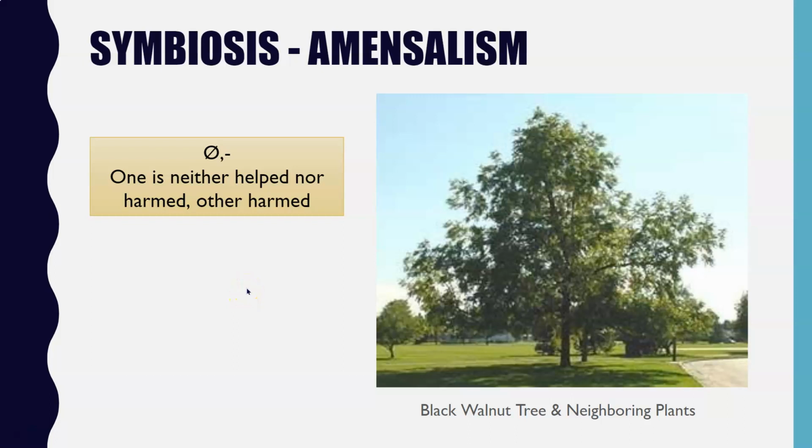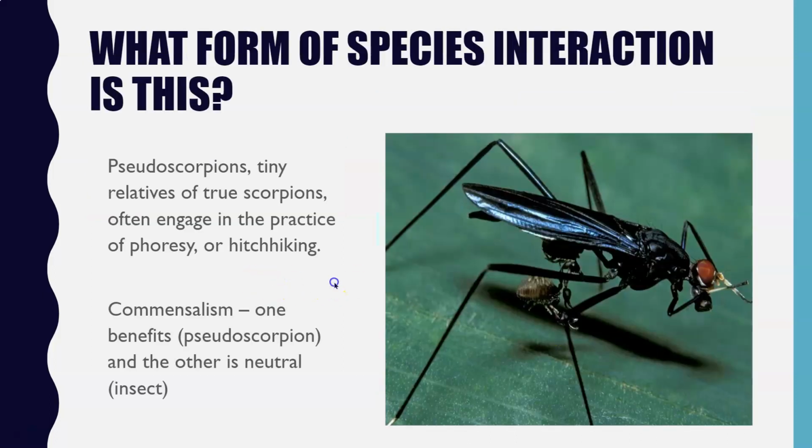Amensalism is where one is neither helped nor harmed, while the other is harmed. Your black walnut tree and neighboring plants are a really good example of this, where the black walnut tree is neither helped nor harmed, but it harms other plants around it.